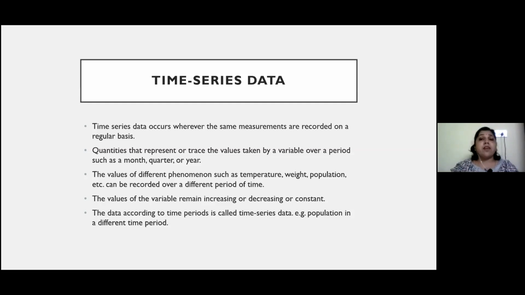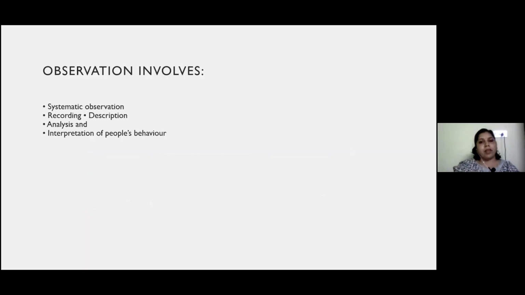That is very important for us to monitor these things. So in those cases, time series data is maintained. Data according to the time period is called time series data. For example, population is also seen in different time periods. Okay. Next, going to the different types of observation.